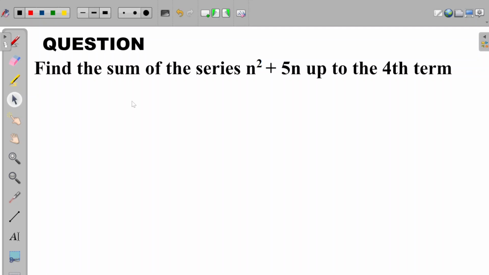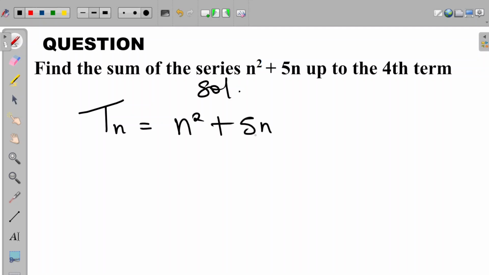Now we have another question given to us. We are asked to find the sum of the series n squared plus 5n up to the fourth term. The solution. The nth term of the series given to us is n squared plus 5n. And we are asked to find the first term plus the second term plus the third term plus the fourth term.